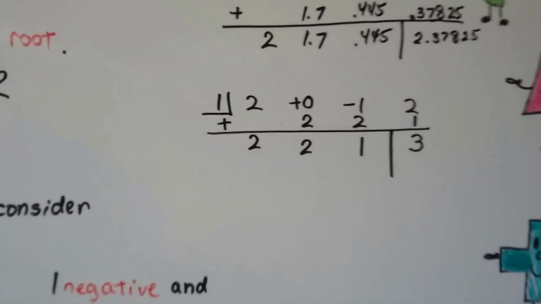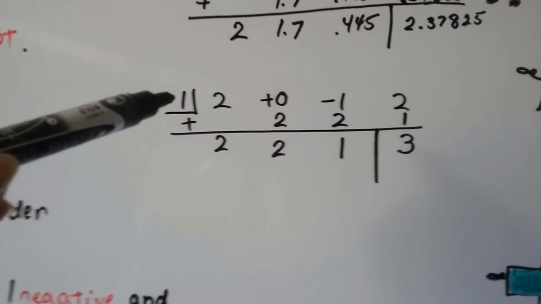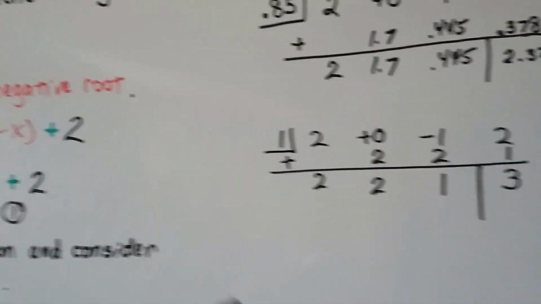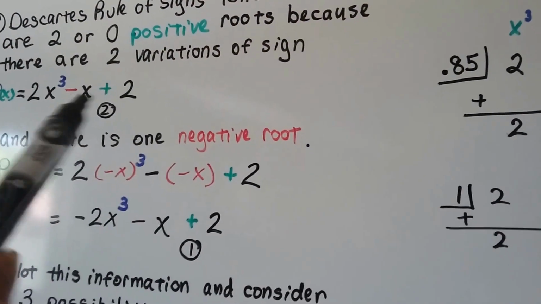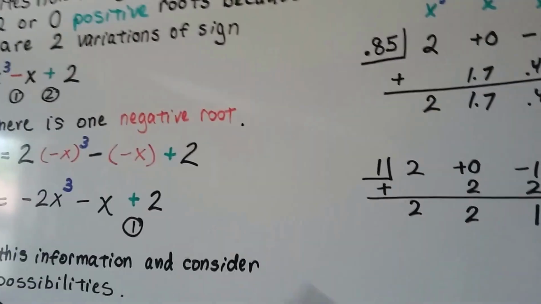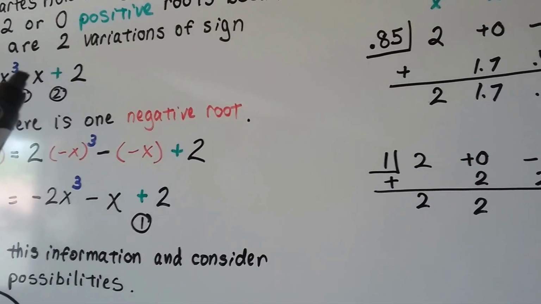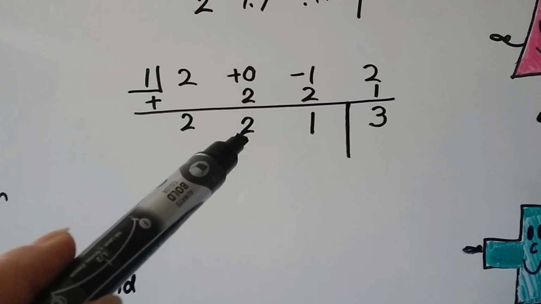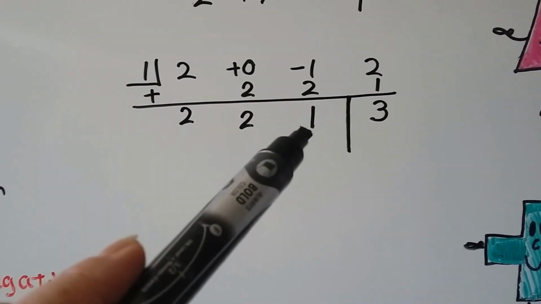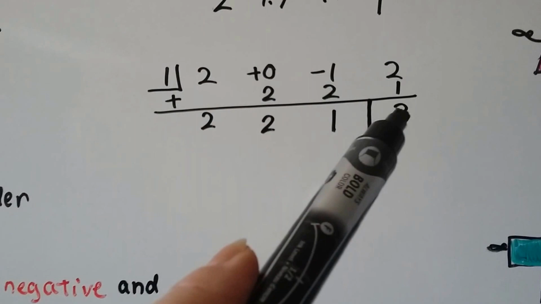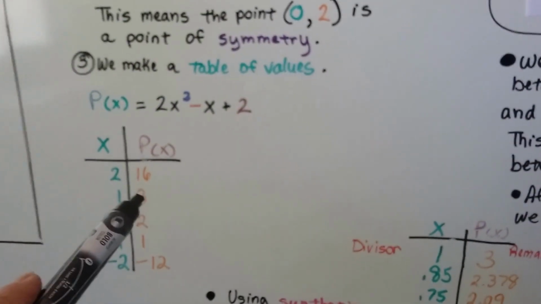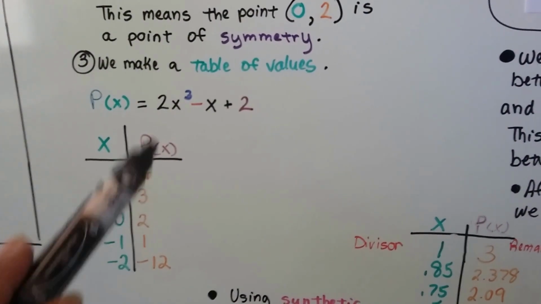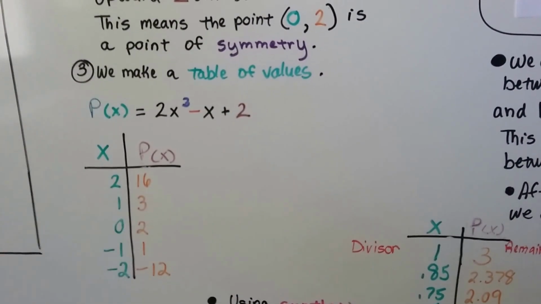What I did was my synthetic division, so here's 1, and because there is no x squared, I had to put a 0 as a placeholder there. So we have a 2, a 0, a negative 1, and a 2 for our synthetic division. We drop down the 2. 1 times 2 is 2. We add them, we get a 2. 1 times 2 is 2. We add them and we get a 1. 1 times 1 is 1. We add them and get a 3. So we know that if x is 1, y is 3, or p of x. Same thing, okay? And we can do this table of values.